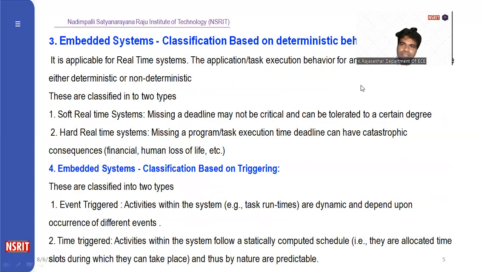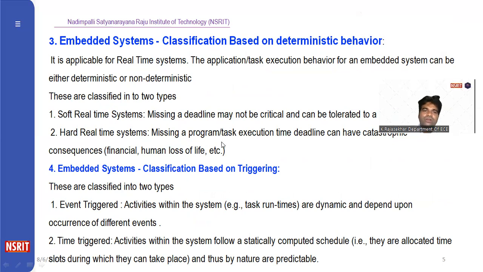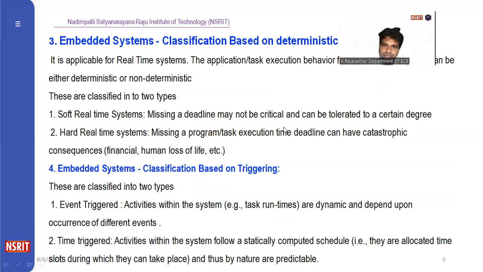Next, coming to the classification based on deterministic behavior. It is applicable for real-time systems. The application or task execution behavior of an embedded system can be either deterministic or non-deterministic. These are classified into two types: soft real-time system and hard real-time system. In the soft real-time system, missing a deadline may not be time critical. In the hard real-time system, missing an execution deadline has consequences. Tasks that must be done within the time are hard; those that need not be within the time are soft real-time systems.